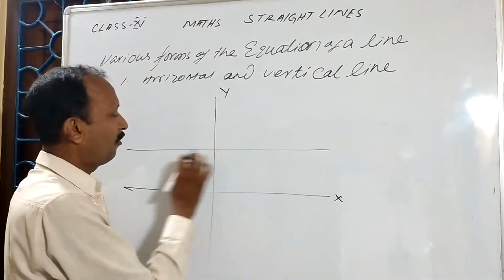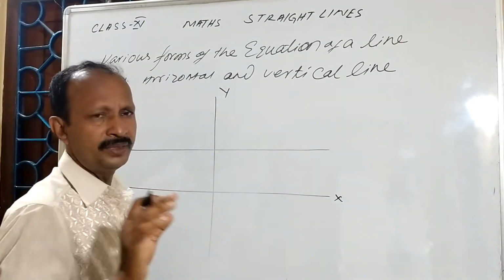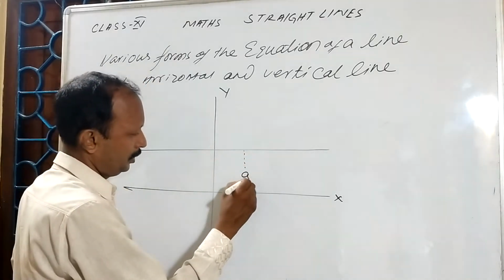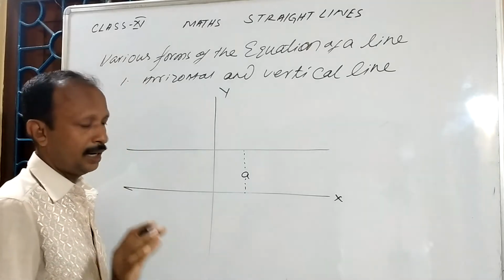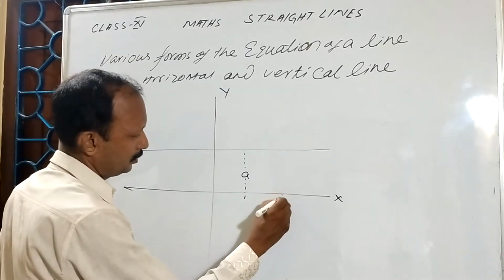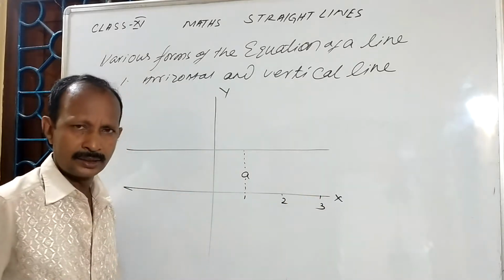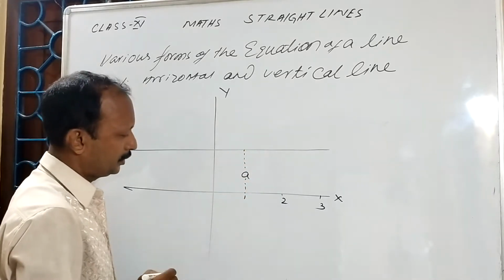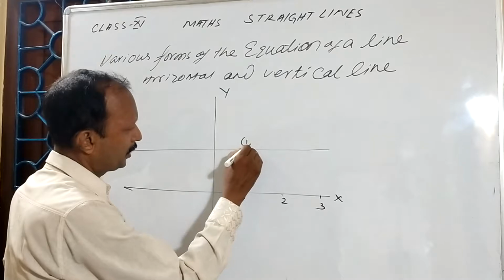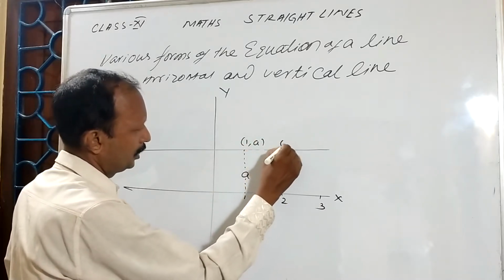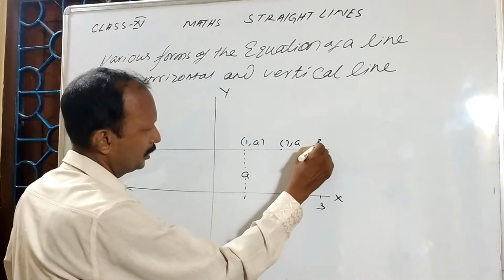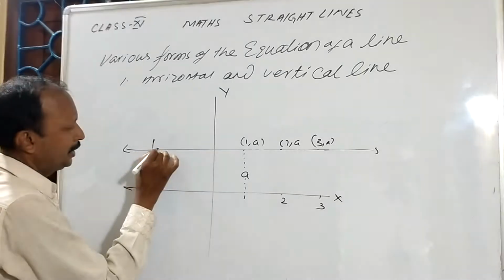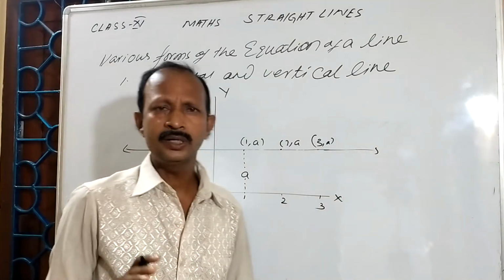Then how to find the equation of this line? Now suppose here to here the distance is a. This is, you think, 1, this is 2, this is 3, like that. So coordinate of this point, I can write that this is 1 comma a, here is 2 comma a, here is 3 comma a, like that. So this is the line L given. We have to find the equation of the line.